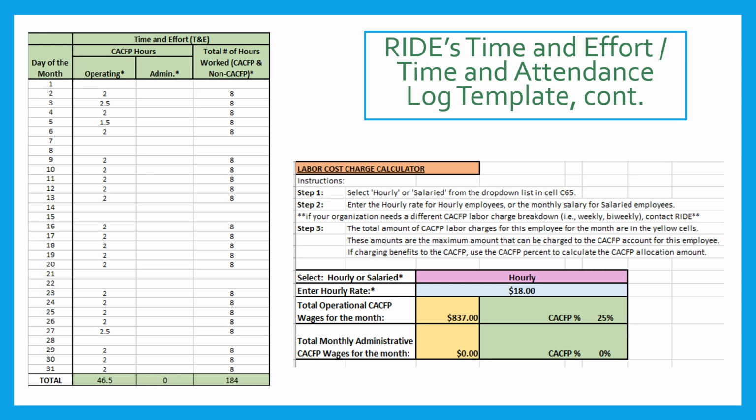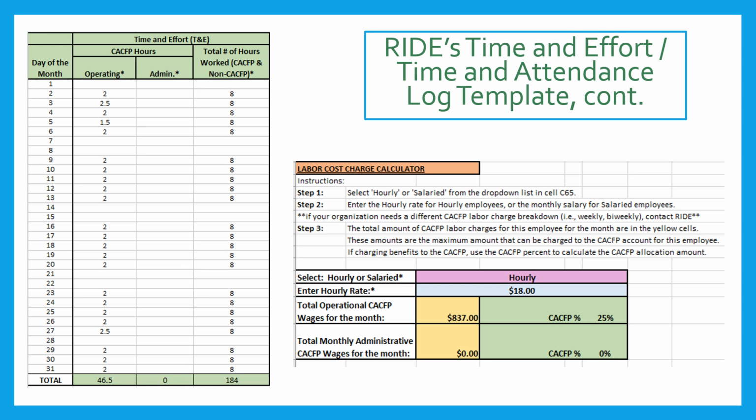This employee only performs CACFP operational duties, so the admin column is left blank. Note the total hours on the bottom line of the time and effort columns: 46.5 CACFP operating hours and 184 total work hours for the month.